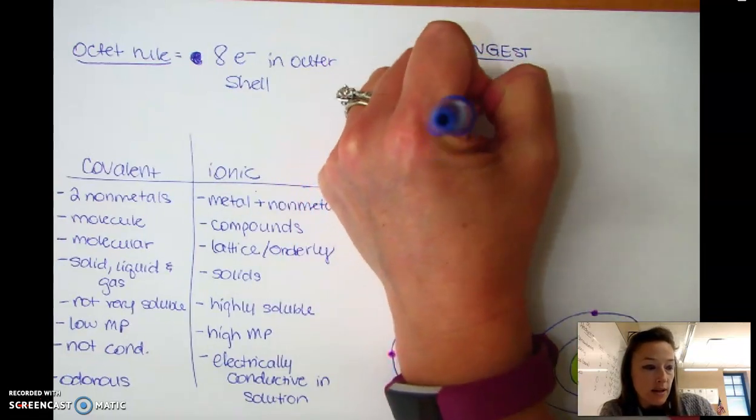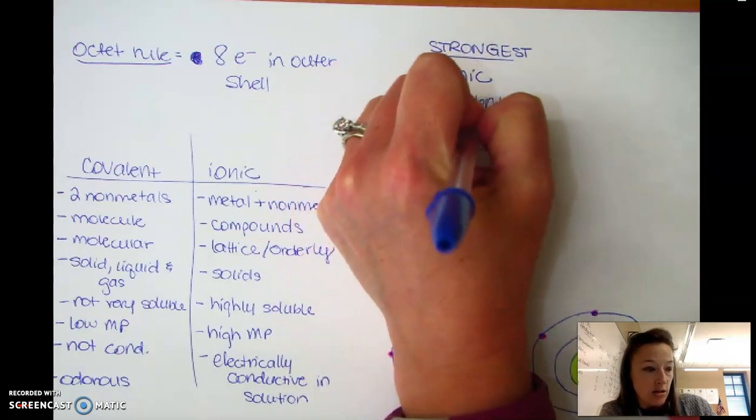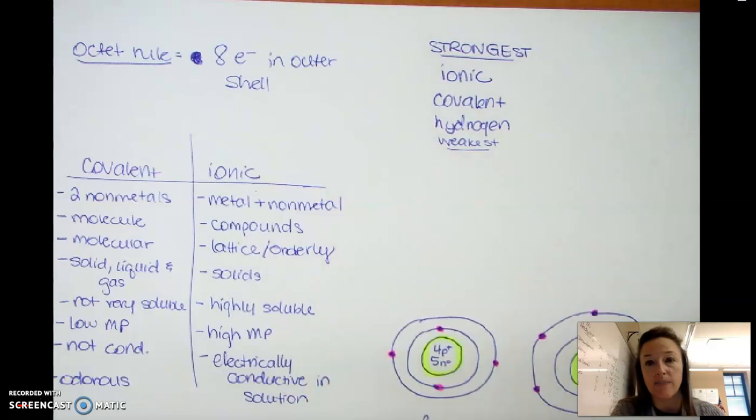Covalent would then be the next. And then hydrogen would be last. Now, there are other types of bonds. Those are the three we talk about in AP Bio, so those are the three we're going to stick with.